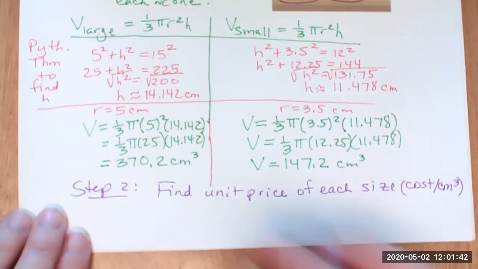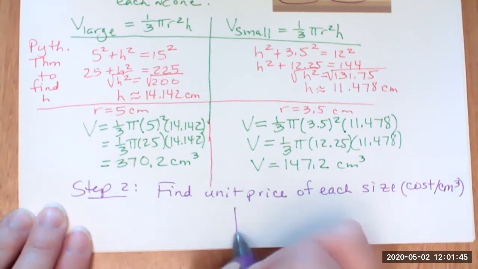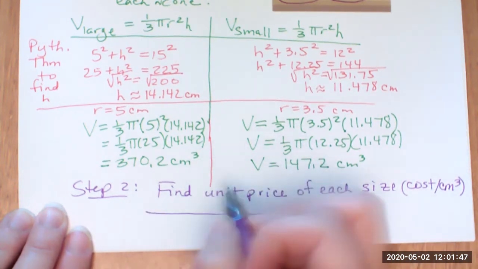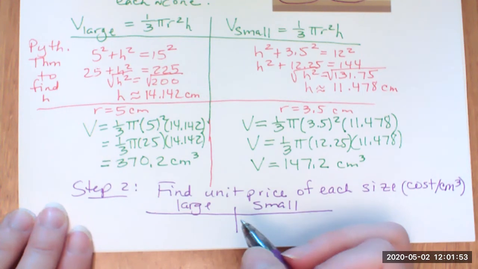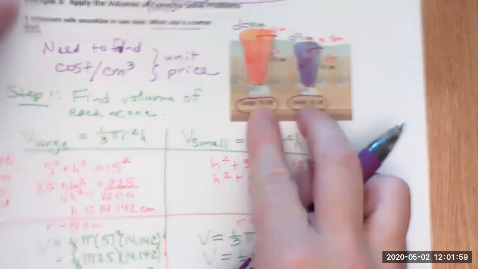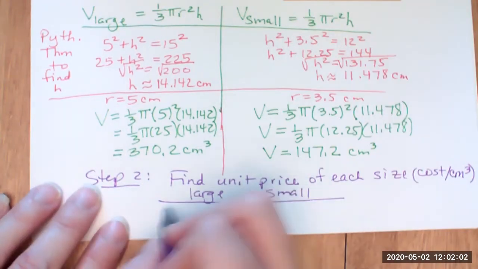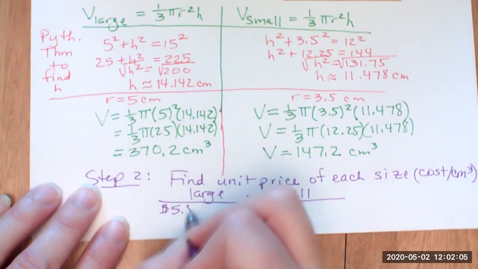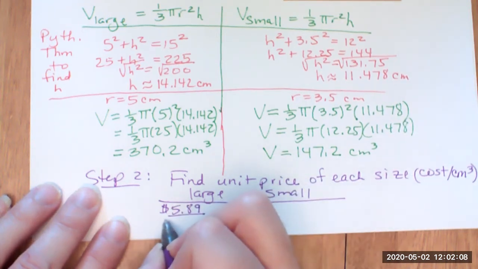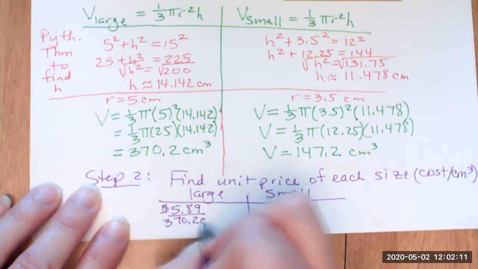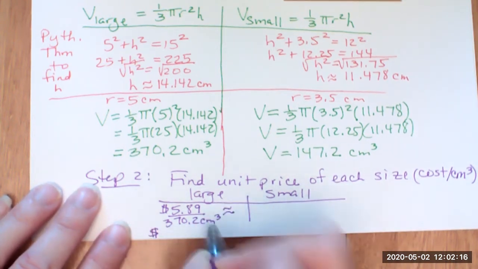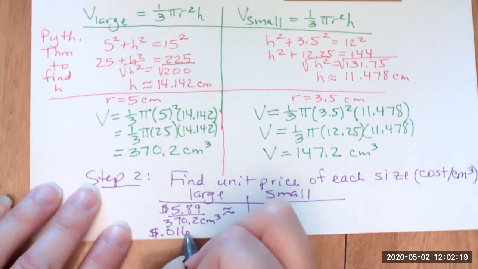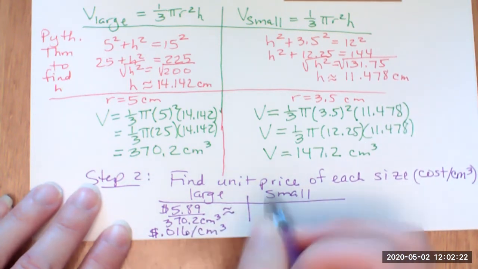Okay? So again, the unit price of each size, if I want, I can make a T-chart to help me out. So this is the large and this is the small. Basically, for the large, if you look back up at the picture, it's $5.89. So we're going to say $5.89 divided by 370.2 cubic centimeters. And if you divide that out, you get in dollars 0.016 per centimeter cubed.